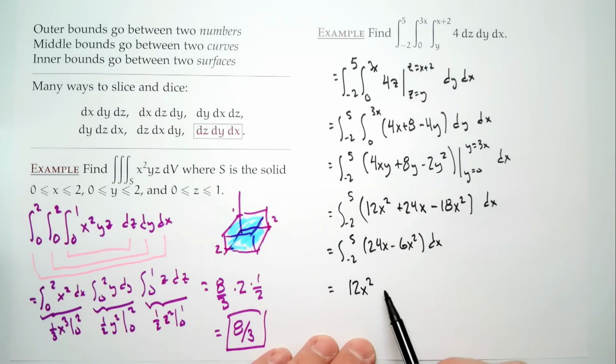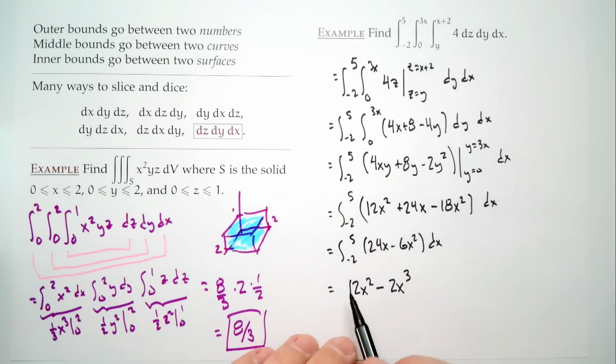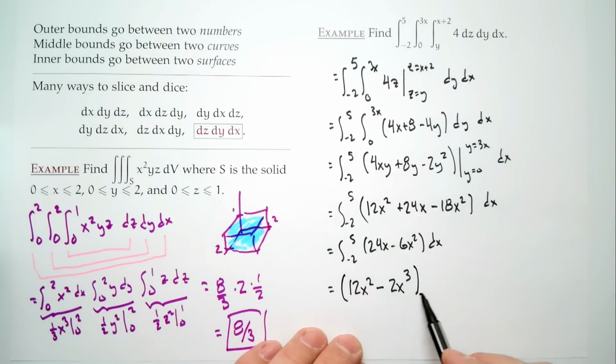12x squared minus 2x cubed, right? So you add 1 to the exponent and you divide, and the first term will divide by 2, which is why the 24 becomes 12. The second term will divide by 3, and that's the reason the 6 became 2. And evaluate that from negative 2 to 5. Whoops. Negative 2 to 5.